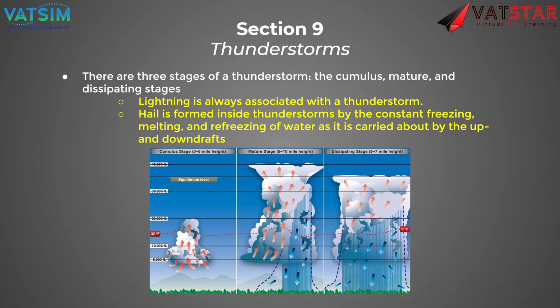Another thing that's formed in the mature stage is hail. Hail is formed inside those thunderstorms by freezing, melting, and refreezing of water as it's carried up and down within the thunderstorm. Eventually it gets so heavy that the thunderstorm can't keep it within itself and it drops to the surface.